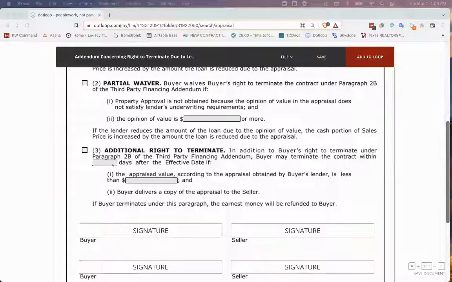So I usually see, if it's a normal 30-day closing, like 21, 25 days here to give you that time for the appraisal to get back in and terminate.